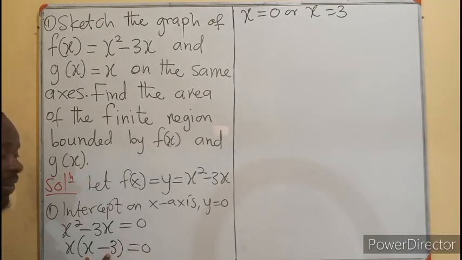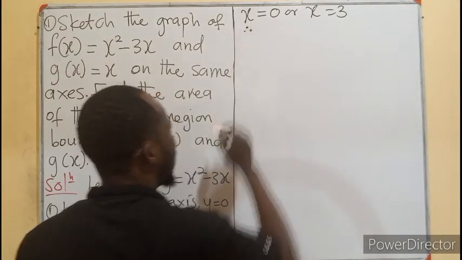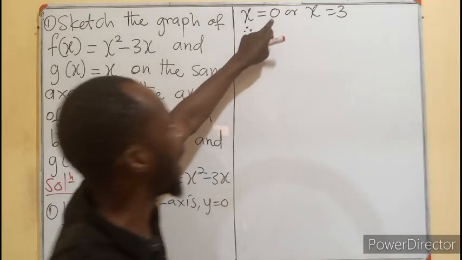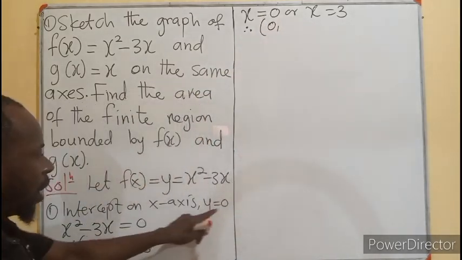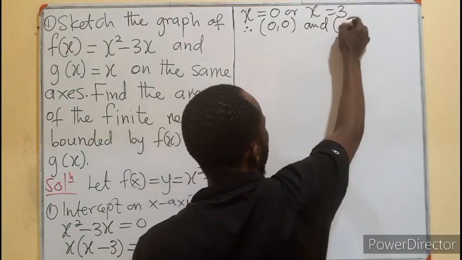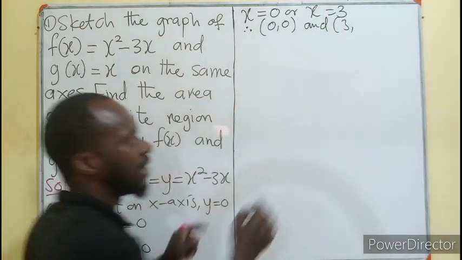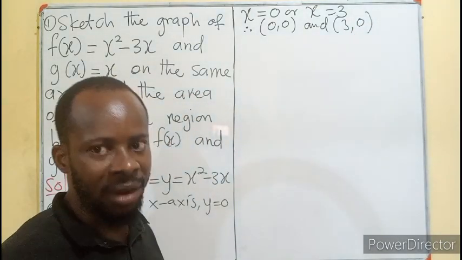In this case, the minus 3 transposes to become a positive. So therefore, the intercepts we are looking for on the x-axis are: the point x is 0, and y is 0. And we also have x to be 3, and y is still 0. So these are the two points we are going to indicate on the graph.